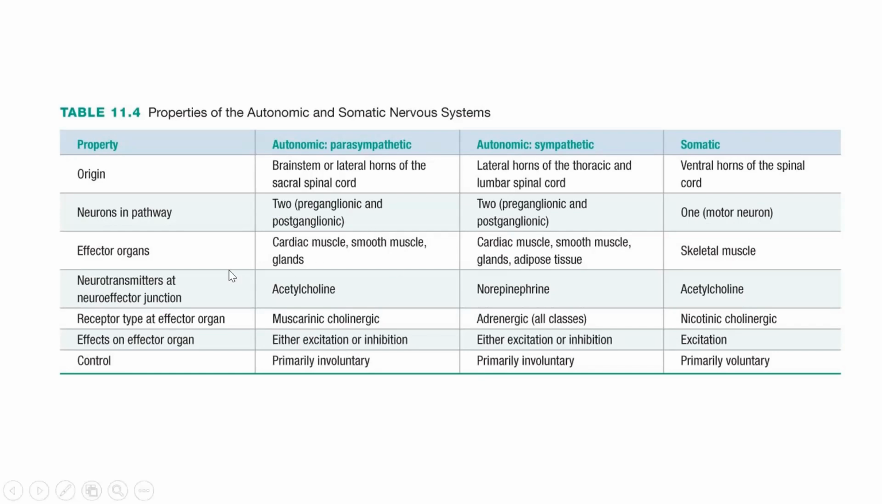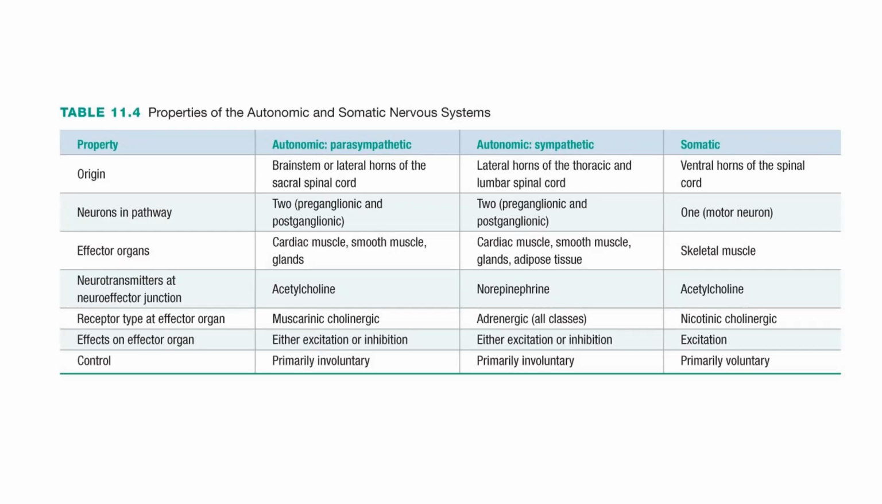This is a table that summarizes what's happening in the autonomic nervous system, what's happening in the parasympathetic division of that, what's happening in the sympathetic division of that, and then lastly, what's happening in the somatic nervous system. So it's really important to be thinking about the main differences here. So the origin of these fibers. You also want to be thinking about the pathway, so how many neurons are involved. Whereas we look at 2 neurons in the autonomic nervous system, we have 1 continuous motor neuron here.